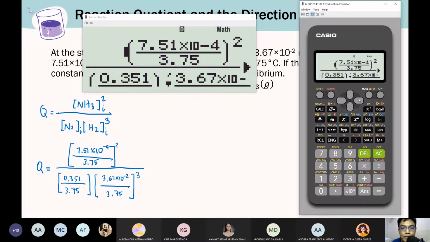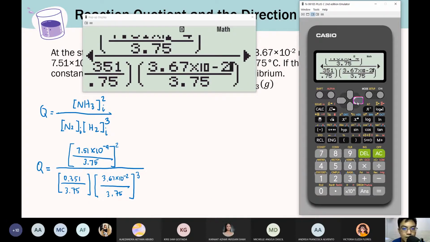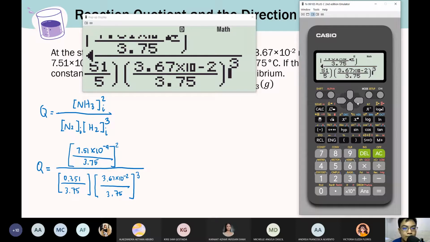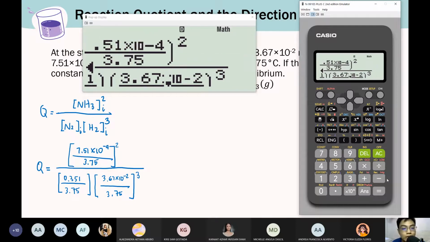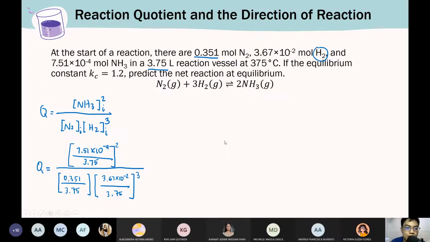Okay? So the numerator, 7.51, 10 to the negative 4, 3.75 squared. Okay. In the denominator, that's 0.351, 3.75, 3.67, negative 2, 3.75, then Q. Okay. So the value for Q is, okay, 0.46. Kahit ano na lang, 2 decimal place, okay lang naman. So that's the value of Q, 0.46.